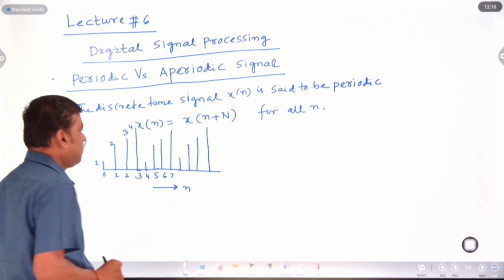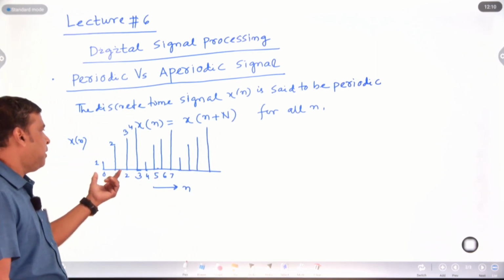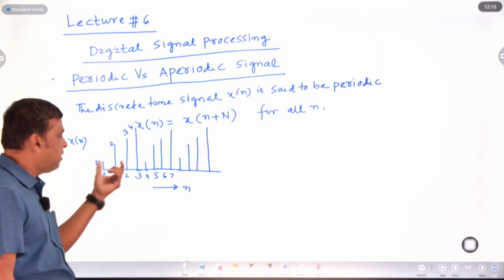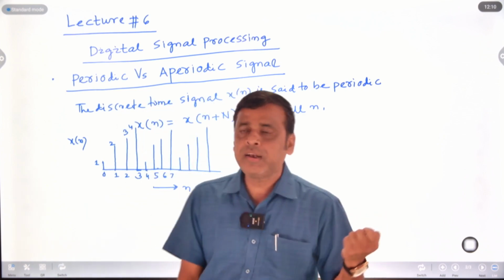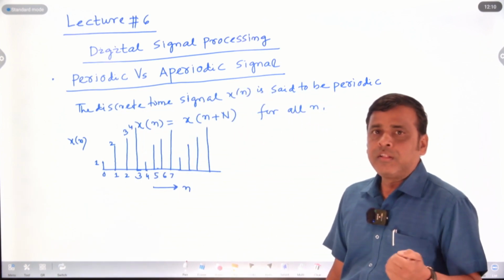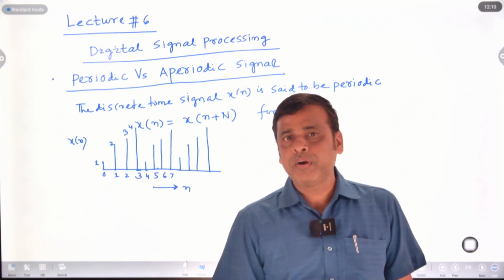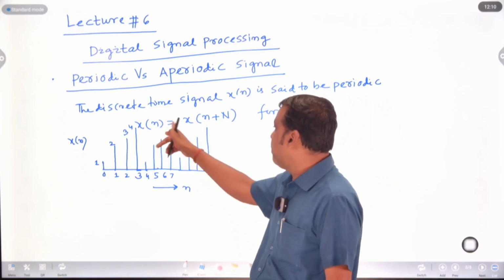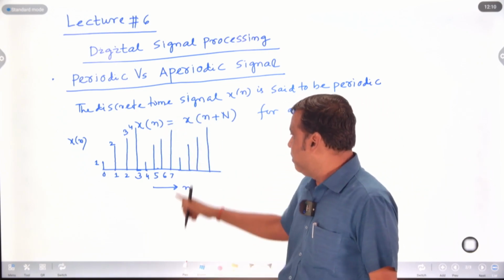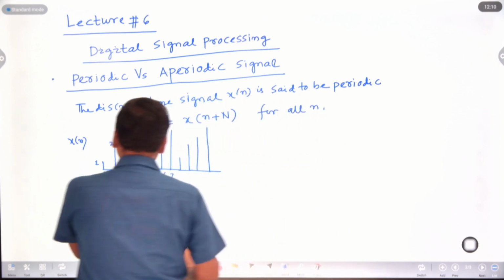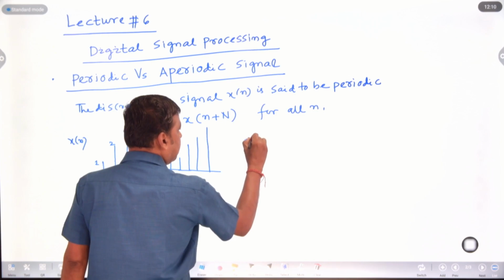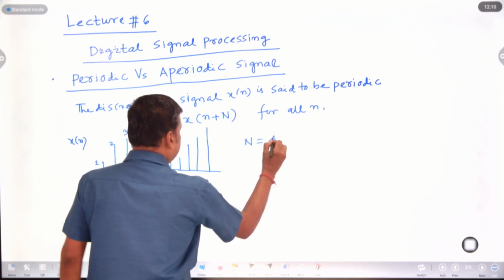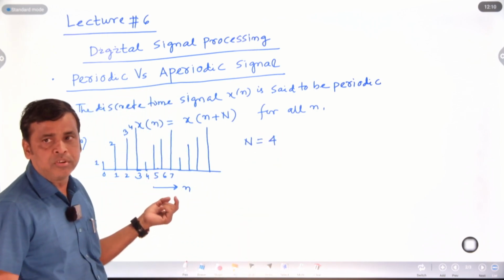What will you observe? Here every 4 samples the sequence is repeated. We can say that it is a periodic signal. The discrete signal x of n is said to be periodic if and only if x of n equals x of n plus N. In this example, how will you judge N? N is equal to 4, so every 4 samples the sequence is repeated.